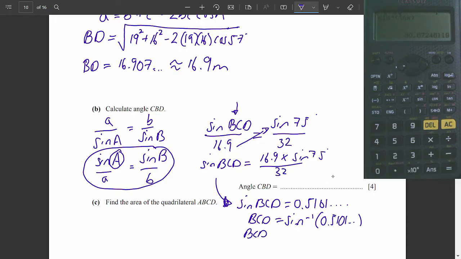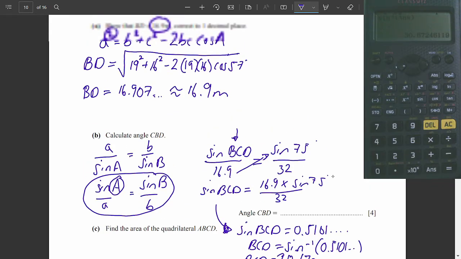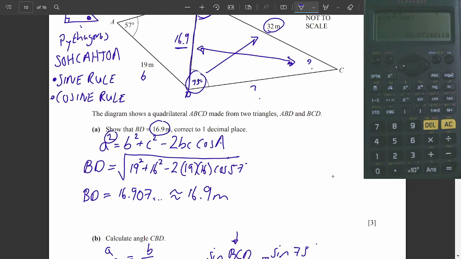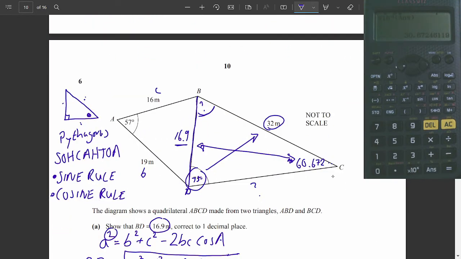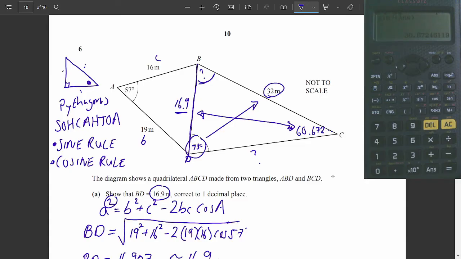Angle BCD equals 30.672. Now remember, this is not my final answer. I've solely worked out angle C here, 30.672, etc. But we can now, using basic angle rules, find the angle we want, which is the one up here, by doing angles in a triangle.